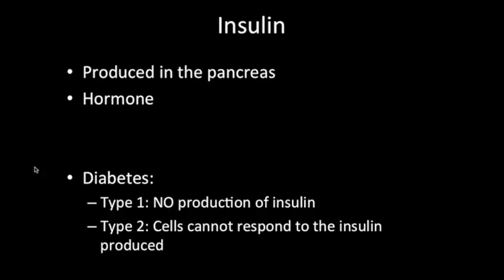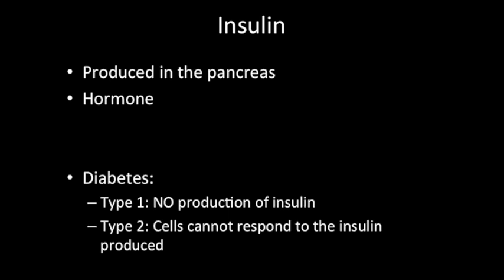Now, insulin. Insulin is produced in the pancreas, and insulin is a hormone. It's responsible for converting your glucose and allowing it to be used by the body for energy and to be used by different cells. Now, some people, like you saw on the first slide, need an insulin injection, and this is because of diabetes.